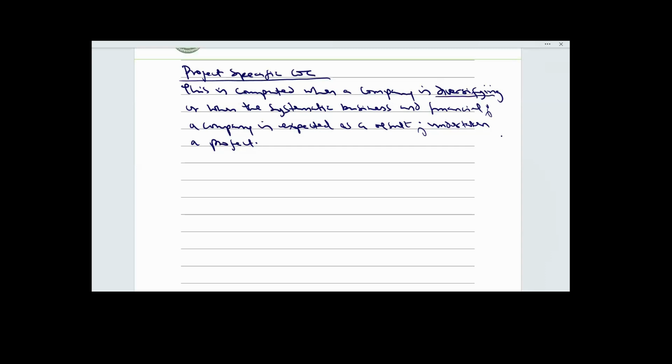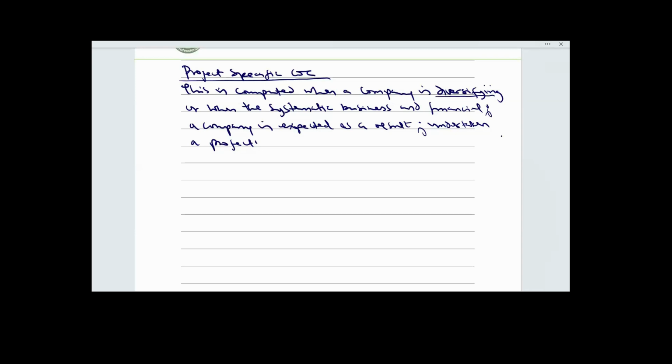So let's buttress the points. In this case, when the company moves to a new industry and there is need for the company to undertake a project, of course, the existing WACC will not be suitable to appraise the new project. Therefore, a cost of capital that will be consistent with the risk associated with the project will need to be estimated. So let me put it down for you.